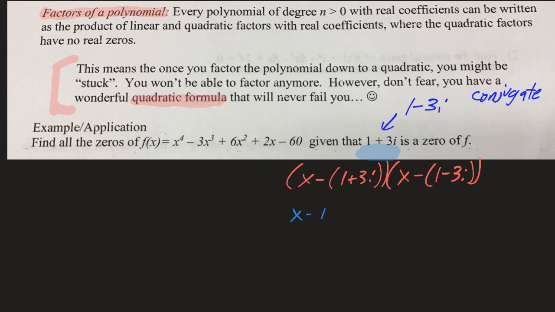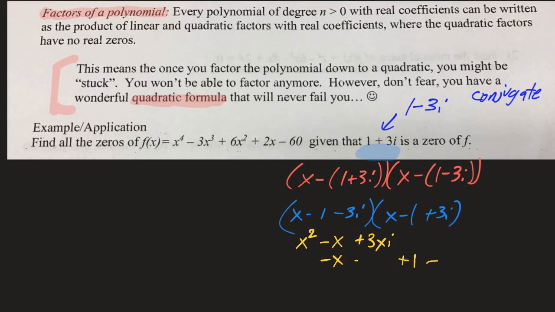And I've got x minus 1 minus 3i and x minus 1 plus 3i. And we can go ahead and distribute this out. So x squared minus x plus 3xi. And I'm just lining my terms up as I go. So we got minus x plus 1 and then minus 3i. Okay, so that was distributing to 1 and then minus 3i. So we got minus 3xi plus 3i and minus 9i squared.